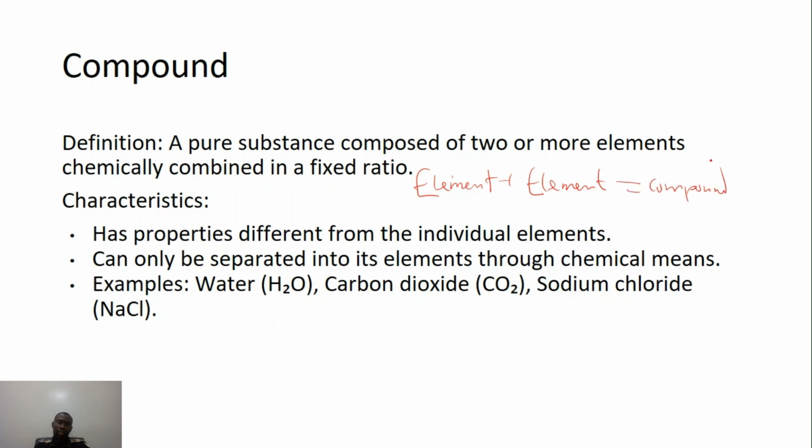Okay? And compounds are characterized by the fact that they are different. Their physical and chemical properties are usually different from the elements from which they are formed. And this is one of the major differences between compound and mixture, which we will talk about later. So examples of compound are water, carbon dioxide, and sodium chloride.